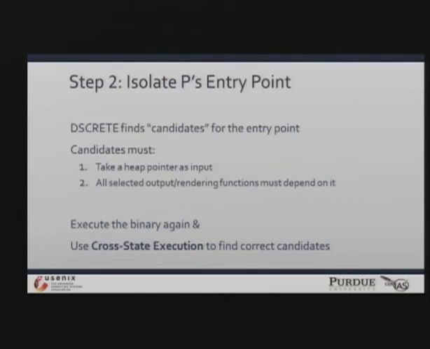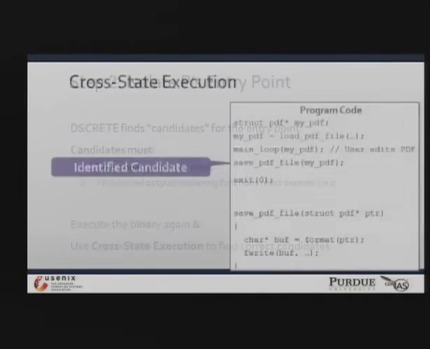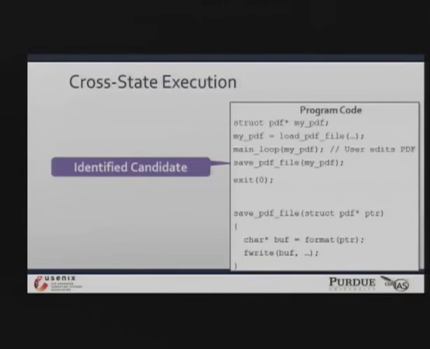So to do this, the investigator is going to execute that binary one more time, and in the background, DSCRETE is going to test each one of these entry point candidates. So I'm going to show exactly how cross-state execution works right now. So imagine again our PDF editor's code. Notice that DSCRETE has already marked that invocation to the save PDF file function as the candidate.